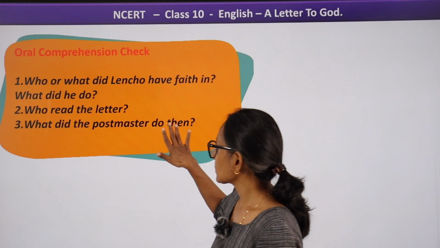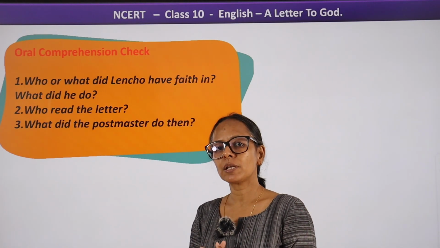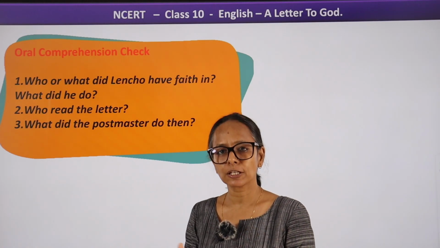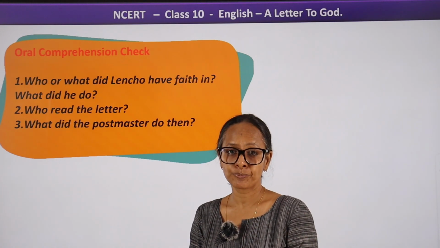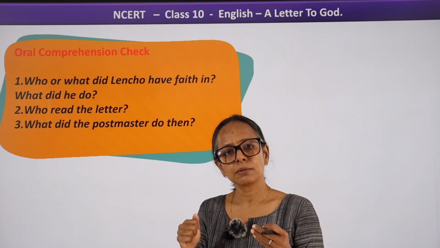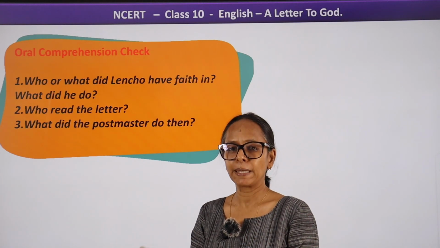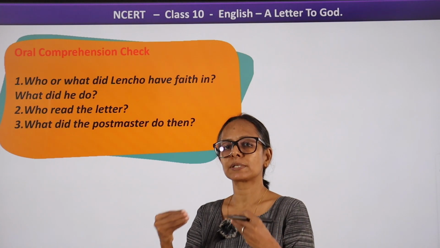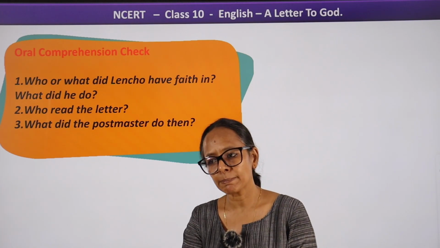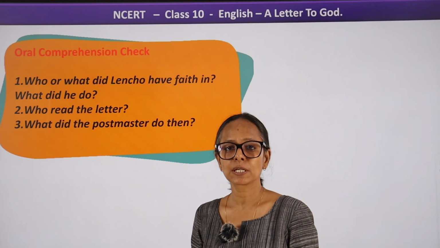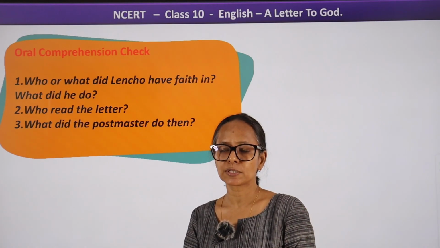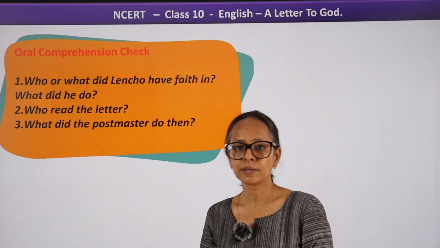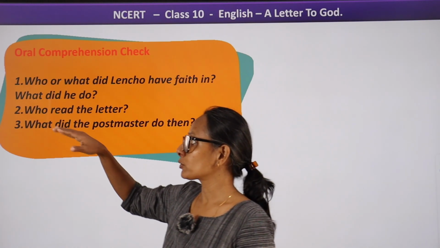What did the postmaster do then? After reading the letter, the postmaster did not want Lencho to lose his faith in God. So what did he do? He knew that he needed money, not just ink, paper and good wishes at heart. So he himself contributed some money, and then he collected some money from the people working in the post office. He also asked his friends to contribute, and then put everything together in an envelope, addressed it to Lencho and posted it.